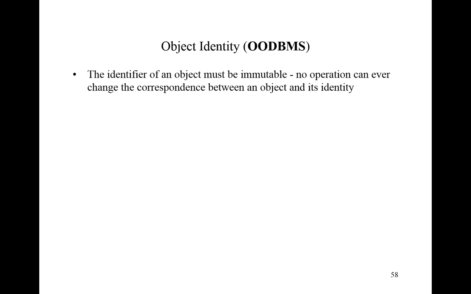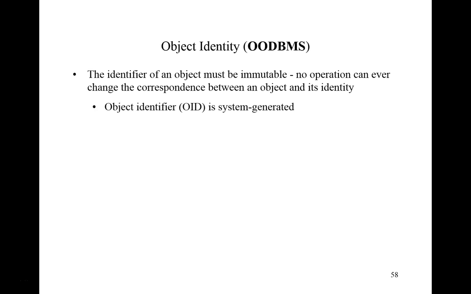As such, there are different characteristics for this means of identity. The identifier of an object must be immutable. What that means is it cannot be altered in any way. The correspondence between an object and its identity in the form of an OID effectively cannot be altered. It persists for the lifespan of the object.